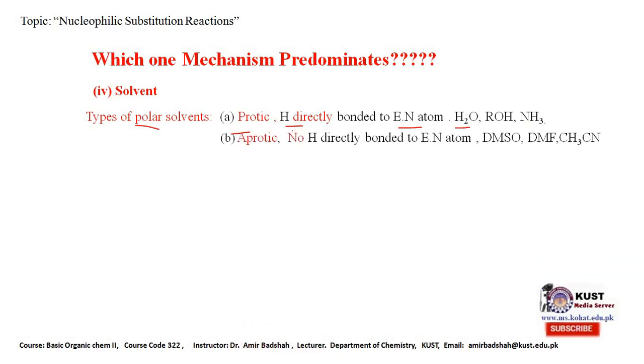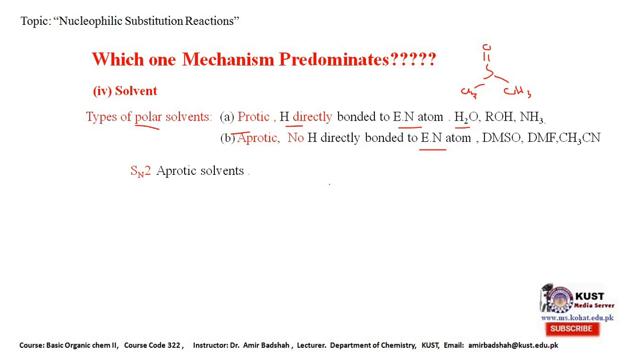The second one is the aprotic solvent. It is polar, but it is aprotic. What is meant by aprotic? It is where hydrogen is not directly bonded to a more electronegative atom. For example, in the case of DMSO, the structure of DMSO is this one. Here there is a CH3 and a CH3 here too, so there is no hydrogen directly bonded to a more electronegative atom. Such a solvent is called an aprotic solvent. For example, DMSO, DMF, and acetonitrile.